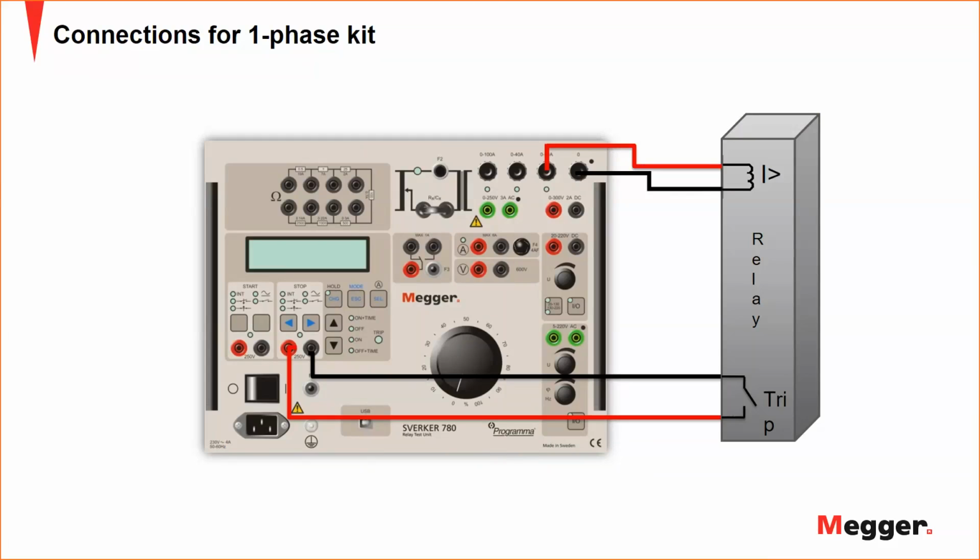Once you finish the current channels, you will do the same for the voltage channels using the voltage output in your single phase test kit, which is really, I would say, more time consuming and will take a lot of time, connecting, disconnecting, connecting, disconnecting. So for anyone having a single phase kit, I would say it has to be done. You will just connect each phase after the other.